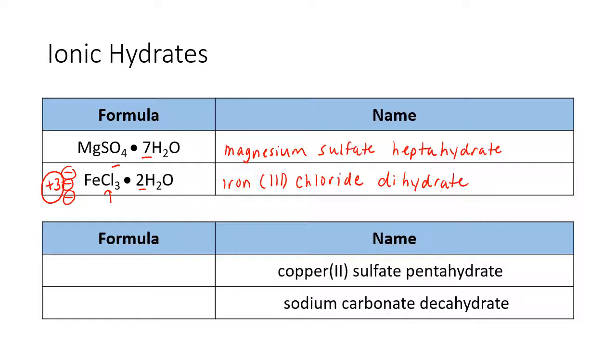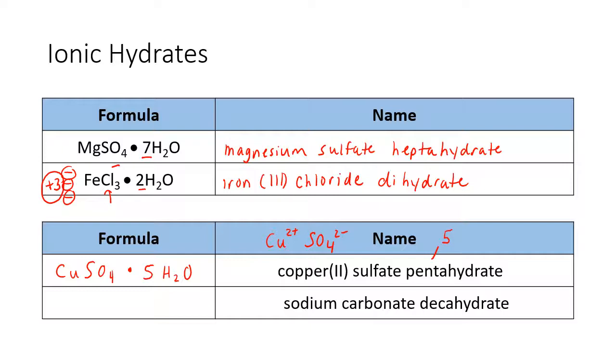Now working backwards, copper 2 sulfate pentahydrate. Copper 2 is Cu2+, sulfate is SO4 2-. So our positive and negatives are going to cancel when we put those together. And then penta is 5. So our formula will be CuSO4 dot 5 H2O.